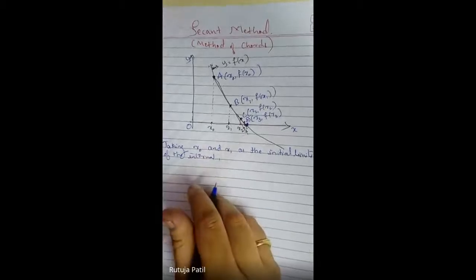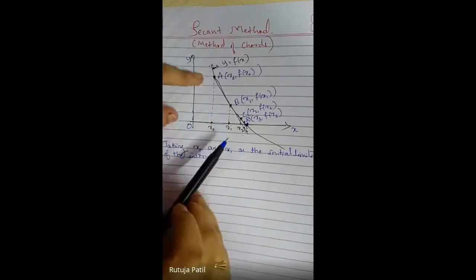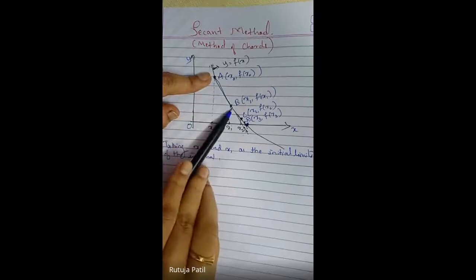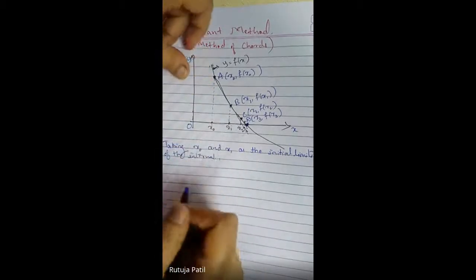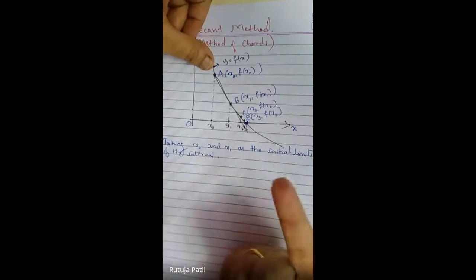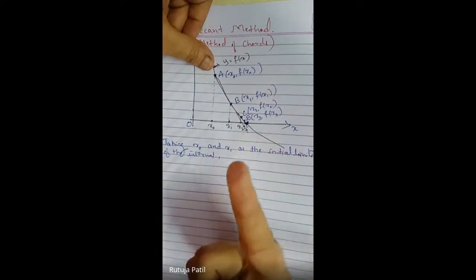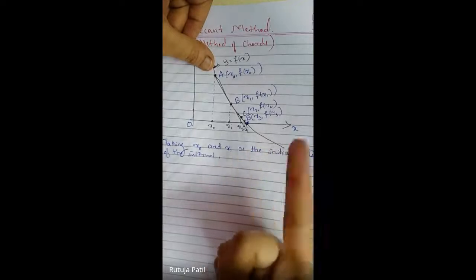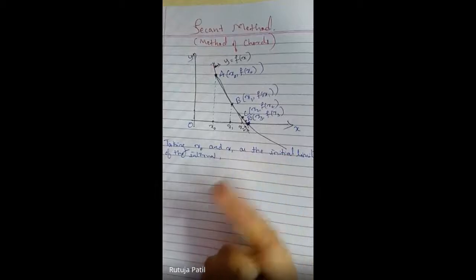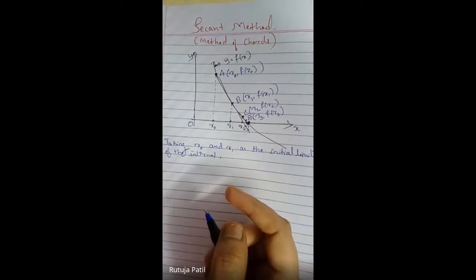Now how can we write the equation of the chord joining these two points, x naught and x1? This is the chord joining x naught and x1, right? In mathematics we have the formula for the line joining two points x naught and x1: y minus y1 equals (y1 minus y naught) divided by (x1 minus x naught) into (x minus x1). That is what you have studied in previous year maths classes, right?